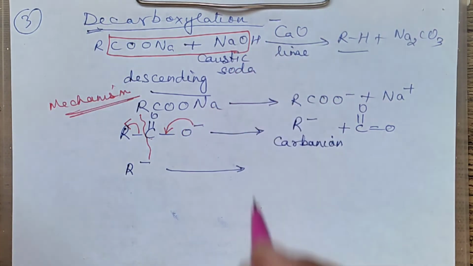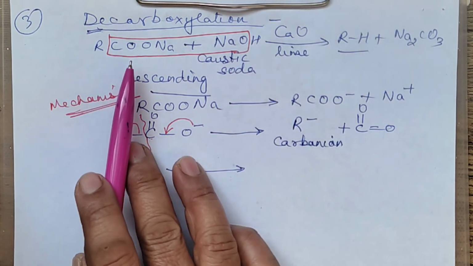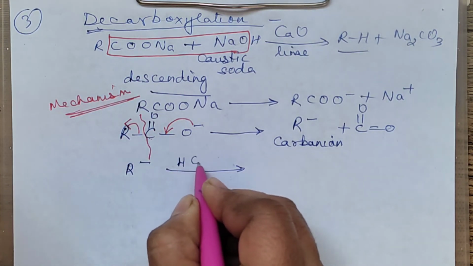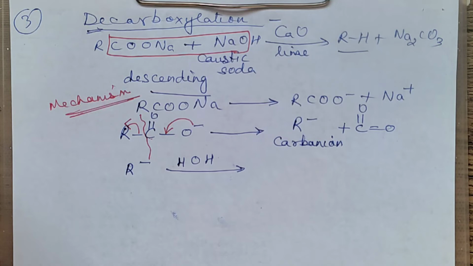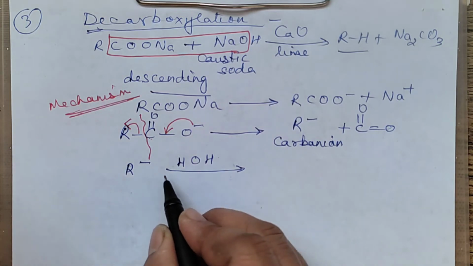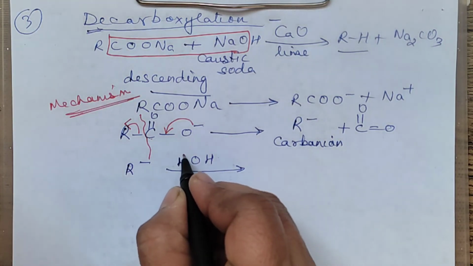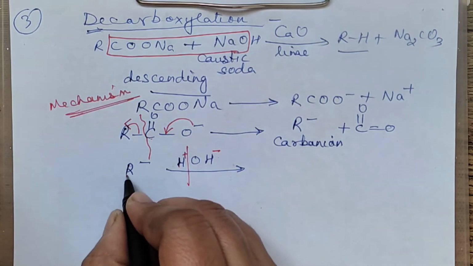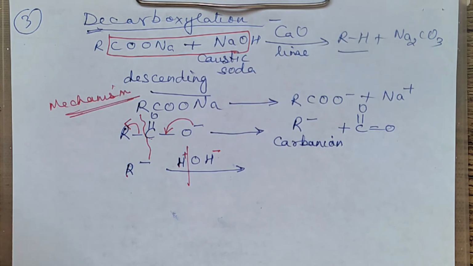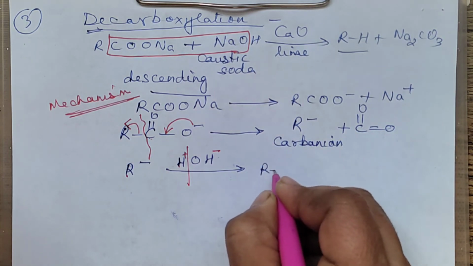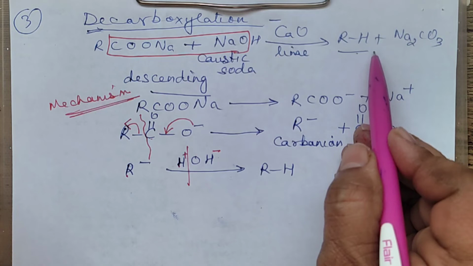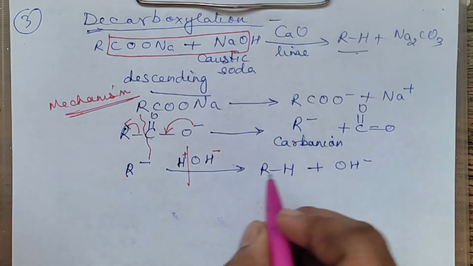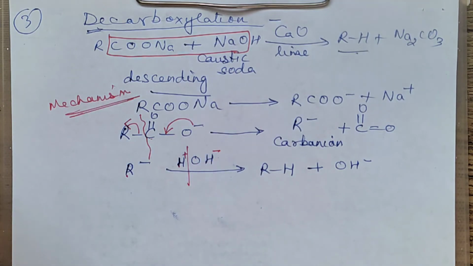That means here you are taking a solution of it. So this is undergoing hydrolysis. When this is undergoing hydrolysis, what is happening? Water is H and OH, H plus and OH minus. So this H plus will combine with this R minus, and it will result in the formation of alkane. That is what we were looking for, RH. So alkane is formed, plus this OH minus is released from here.